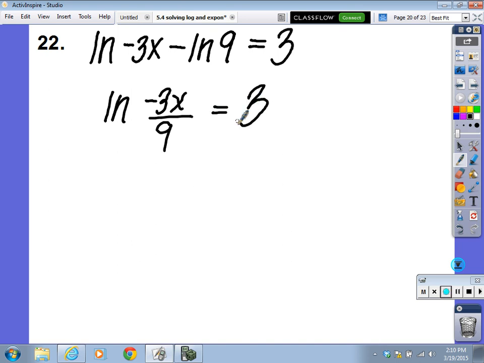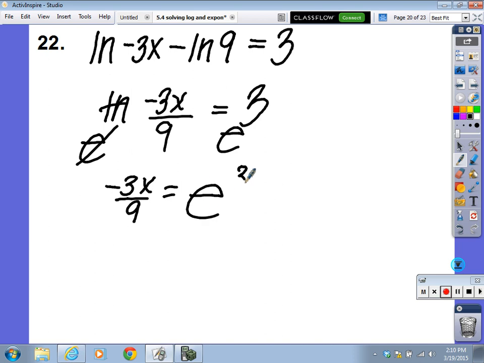Now, to undo ln, we've got to take the e of both sides. Now this one you'll want to watch. So we'll take the e of both sides. So e undoes ln, so we have -3x divided by 9 is equal to e to the 3. Do not forget the e to the 3. Okay, so now we're just trying to get x alone piece by piece, and this one we're just going to leave the e to the 3. We're not going to actually do that on our calculator, because we're going to keep it exact. So I'm going to multiply both sides by 9, so I have negative 3x is equal to 9e to the 3. Then to get x alone, I'm going to divide by negative 3.